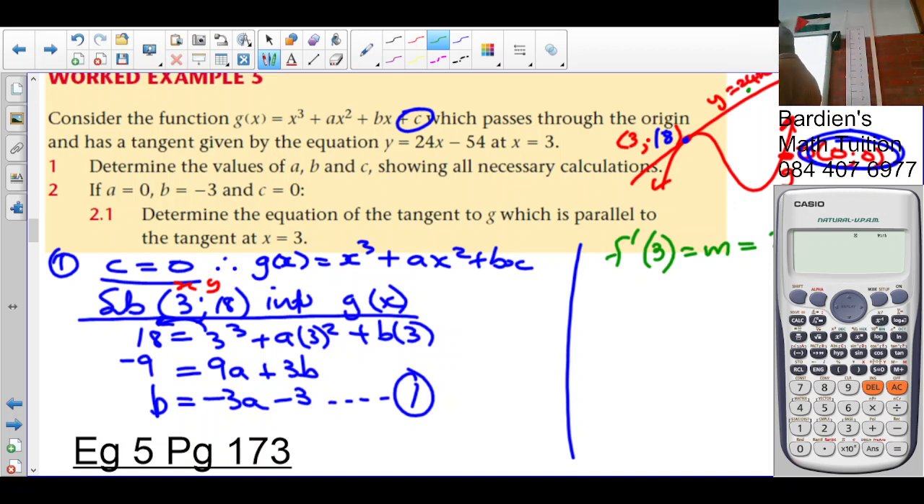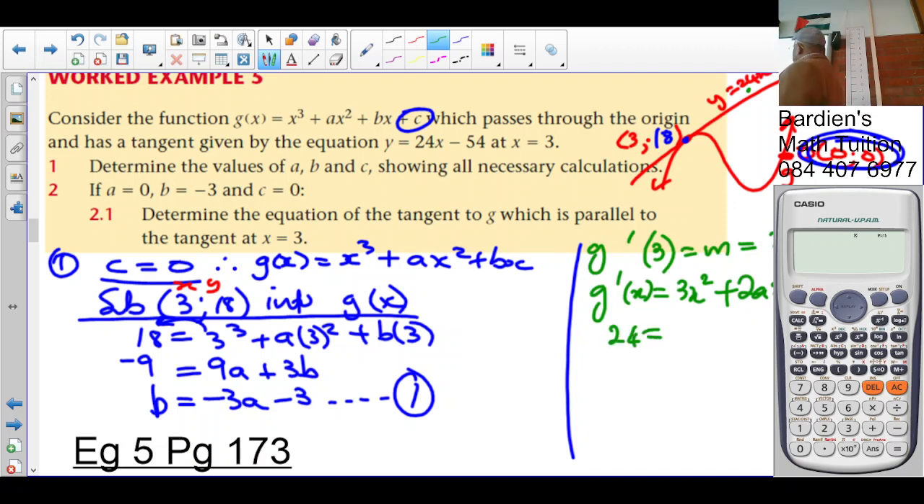So what we do is, f prime 3 is actually g prime 3. Okay? So I'm going to apply my derivative here. So g dash of x equals 3x squared plus 2ax plus b. Now I take this into account now. So 24 is equal to g prime of 3. So it's 3 times 3 squared plus 2a times 3 plus b. So make b the subject of the formula here. B is equal to negative 6a.